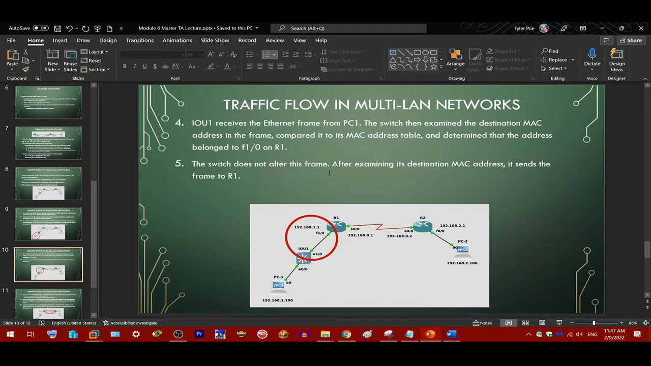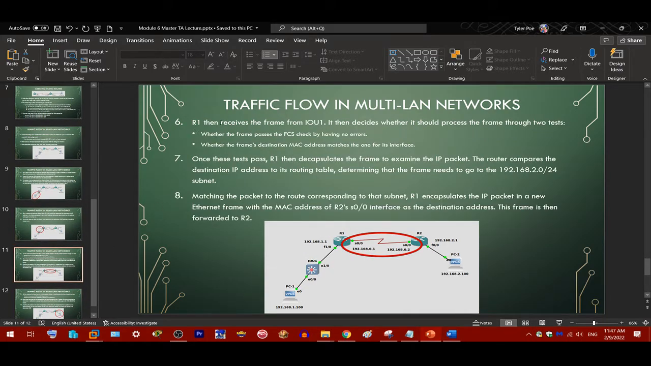The switch does not alter this frame. In other words, it's simply forwarding it. After examining the destination MAC address of the frame, it sends it to R1. So the frame stays the same from the switch. The switch is just doing its job, sending the frame from one device to another in the same LAN. And then this frame is received on F1/0 on R1.